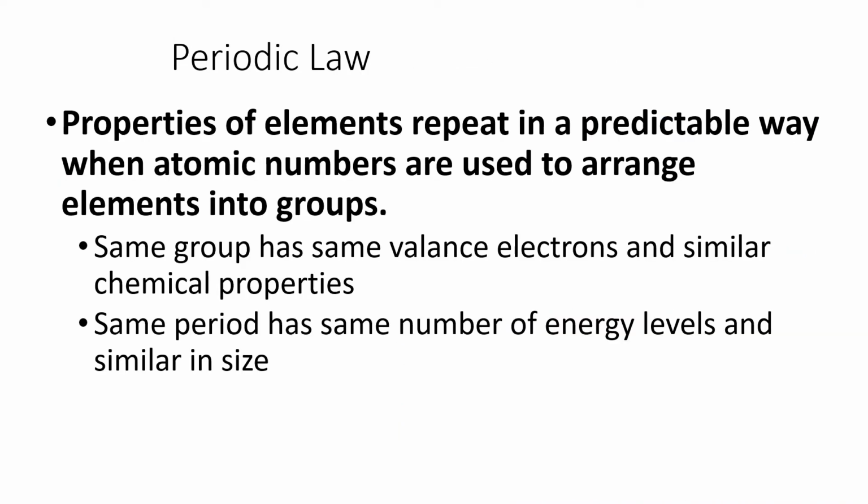This led to the creation of the periodic law. The periodic law says that when elements are put in order by increasing atomic number, there's a repeatable, predictable pattern in the way that they will react in terms of their chemical properties and physical properties. The elements that are in the same group have the same number of valence electrons, therefore they have similar chemical properties. And the elements that are in the same period have the same number of energy levels, therefore they tend to be similar in size.